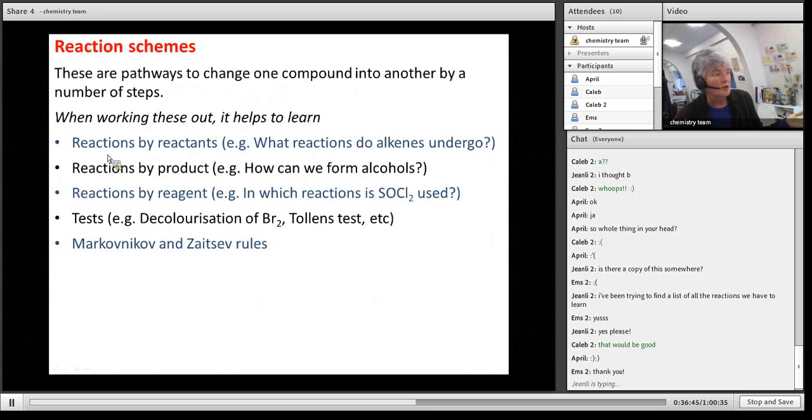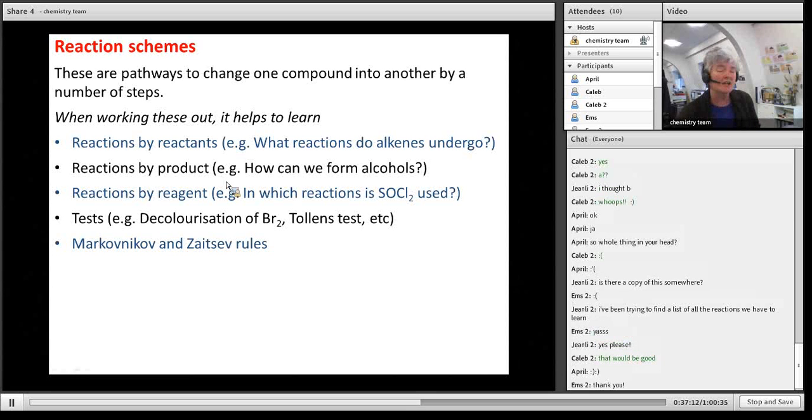So learn reactions by reactants. If I've got an alkene, what sort of reactions can it undergo? Remember we did hydration, hydrolysis, hydrohalogenation and hydrogenation, and those two tests. So you can learn it by reactant, the starting materials. Or you could learn it by products.